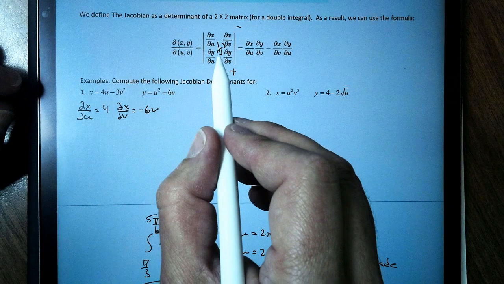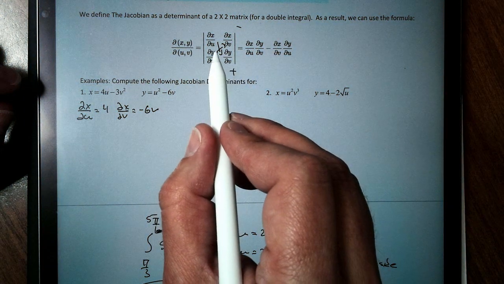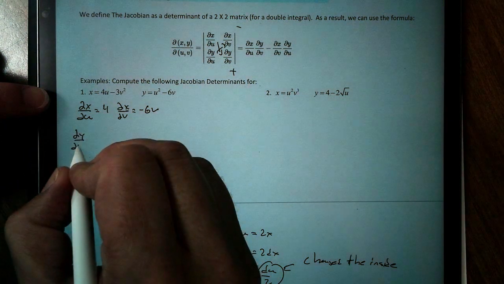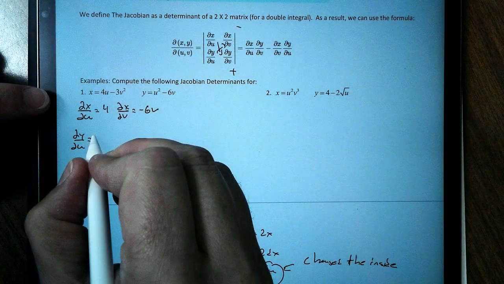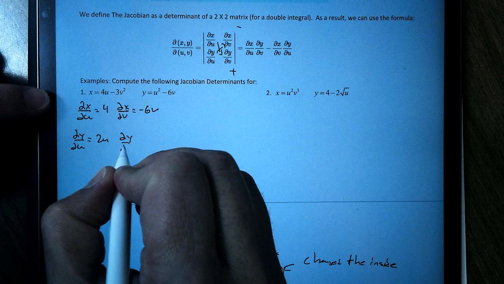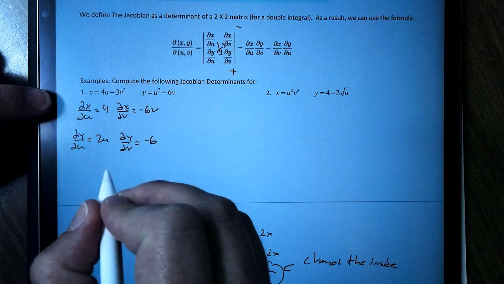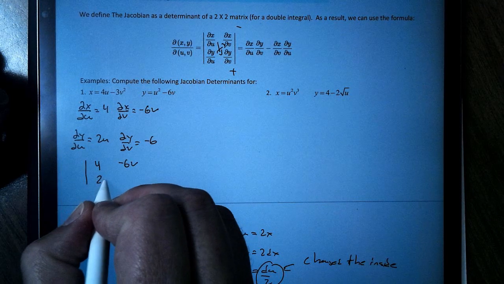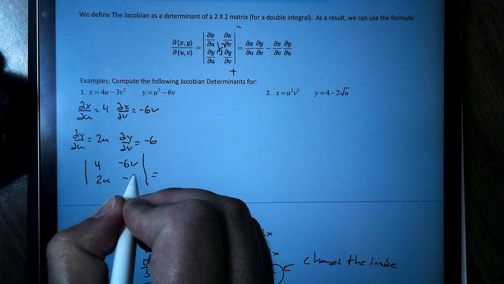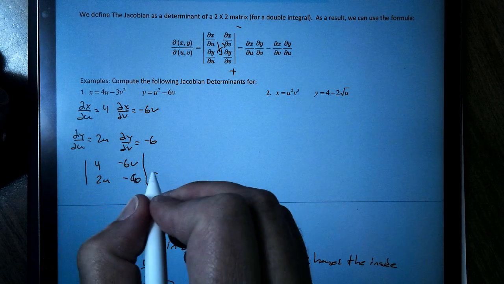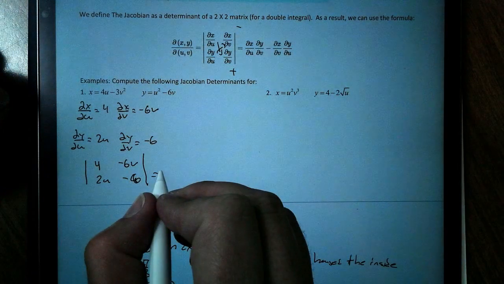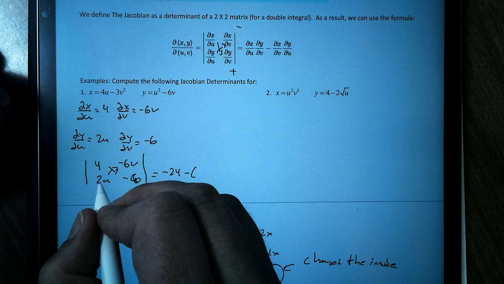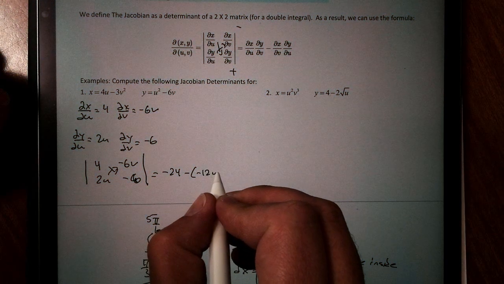On the bottom second row, we're going to do the same partials, but now with respect to y. Partial y with respect to u, partial y with respect to v. So we take the partial of y with respect to u, which is just 2u, and the partial of y with respect to v, which becomes negative 6. This becomes 4, negative 6v, 2u, negative 6. And when we do the determinant, we get negative 24 minus, and going up, that just becomes negative 12 u times v.